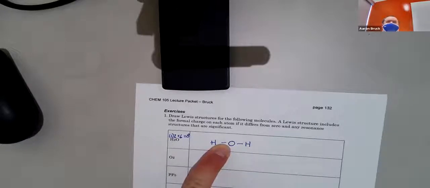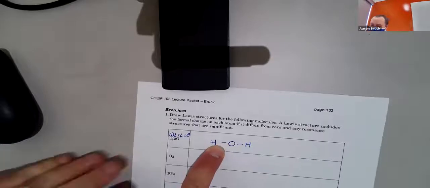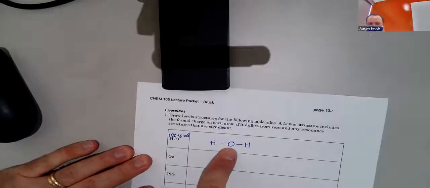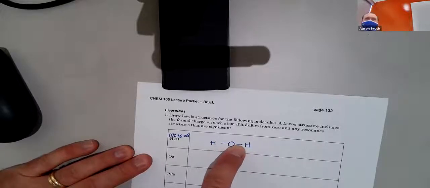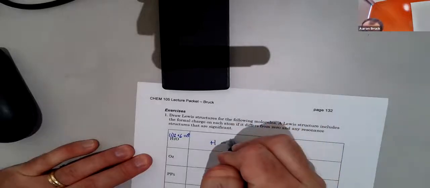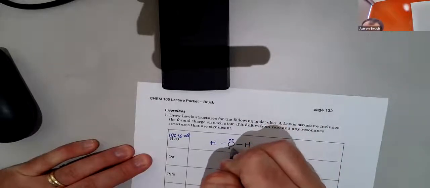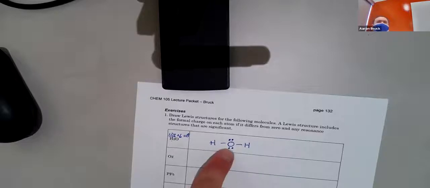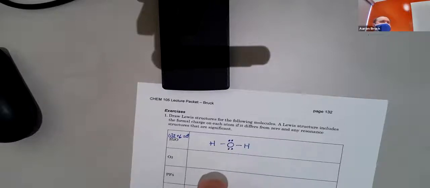Hydrogen doesn't actually obey the octet rule. It obeys something called the duet rule because the first energy level only requires 2 electrons, and that's all that hydrogen has, the first energy level. So the hydrogens are okay. Oxygen, I've got 2 electrons here and 2 more here, that's 4. I need 4 more to get to an octet. So I put those in as pairs of dots. And now I have 8 electrons around this oxygen. It now is obeying the octet rule.